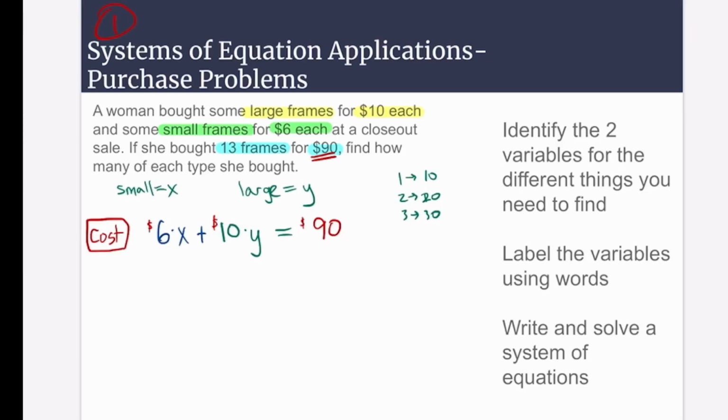The only other thing in here that we haven't used is the 13 frames. If she bought 13 frames, that's a total. If I take the amount of small and the amount of large frames and add those together, that's going to give me 13 total frames. So that's how we set up this first purchase problem. And then you would solve it in any method that you want, substitution or elimination.